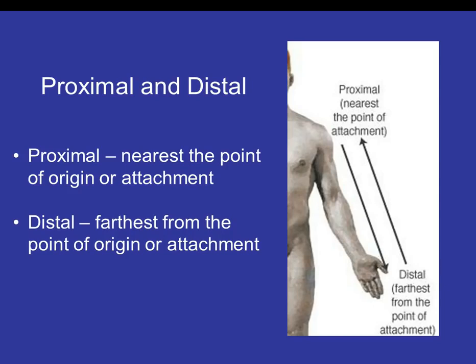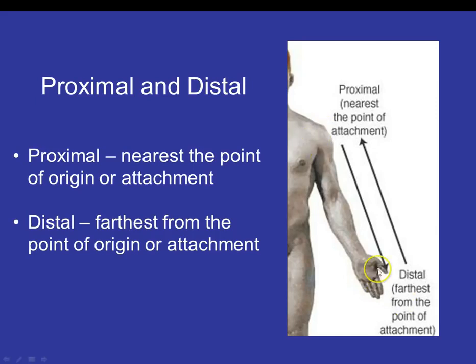So proximal means nearest the point of origin or attachment. So for instance, looking at this picture with the arm, the point of attachment or origin where it originated would be at the shoulder. So this is the proximal end of the arm. Distal means furthest from the point of origin or attachment. So again, your fingers and your hands are going to be the distal end of your arm because it's furthest away from the attachment. Your arm attaches to the body at the shoulder.